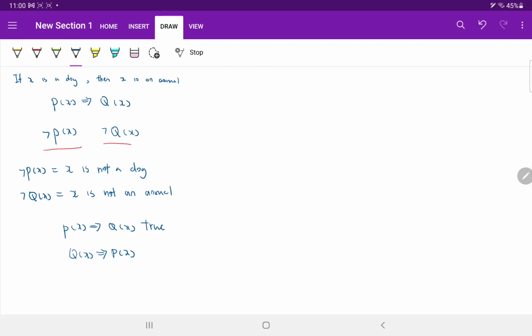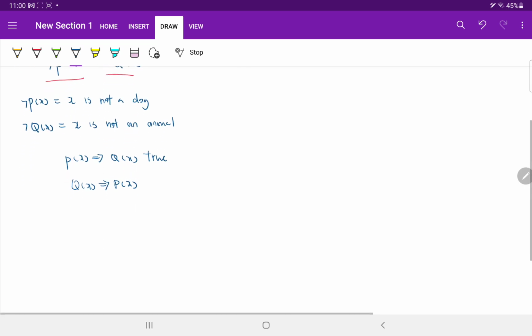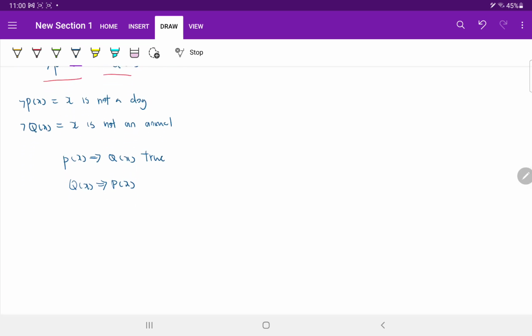So let's look at our statement. Our statement is if X is a dog, then X is an animal, right? So P(x), X is a dog, implies Q(x), X is an animal. But if you reverse it, the statement will be untrue: if X is an animal, then X is a dog, which is obviously untrue because there are so many animals. If it is an animal, it might not be a dog, it might be a cat or lion, tiger, whatever. So P(x) implies Q(x) must be true, but if you reverse it into the converse, Q(x) implies P(x), it might not be true. That's why I want to introduce the idea of contrapositive.